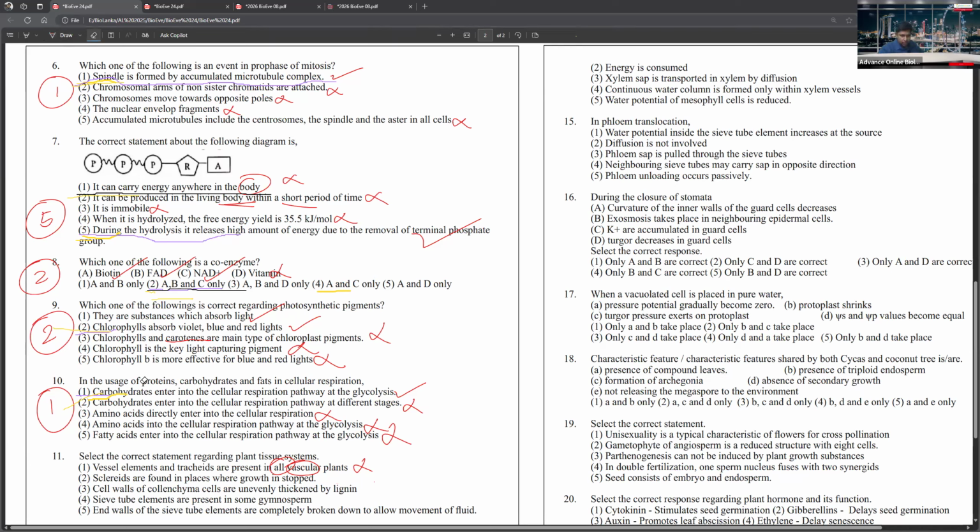Then cell walls of collenchyma are unevenly thickened by lignin. Not lignin, cellulose. Sieve tube elements are present in some gymnosperms. No, vessel elements are available. End walls of the sieve tube elements are completely broken down to allow movement of fluid. Sieve tube elements, no, vessel elements. So we have the answer now.